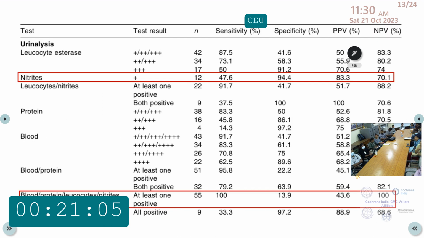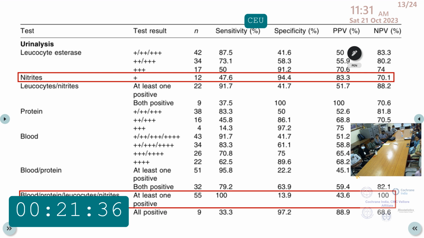These are the results. In this table, we see the test results of all the different things that were checked in the urinalysis dipstick. Then we calculate the sensitivity, the specificity, the positive predictive value and the negative predictive value. The test that we are interested in is the urine nitrites. Let's look at that. Urine nitrites is either a positive or a negative test, and out of 60 patients, 12 tested positive.